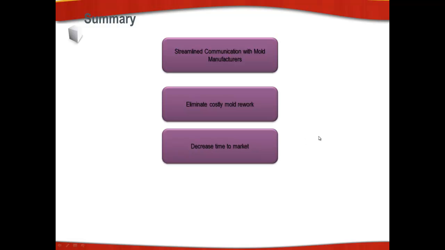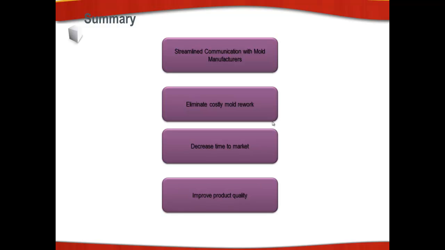Now, since you do get that model to them or the part to them right the first time, it's going to decrease the time to market. You're not going to have to build multiple molds and try different things in the mold shop. You can try in SolidWorks plastics. It's also going to improve your quality. You're going to get better parts.